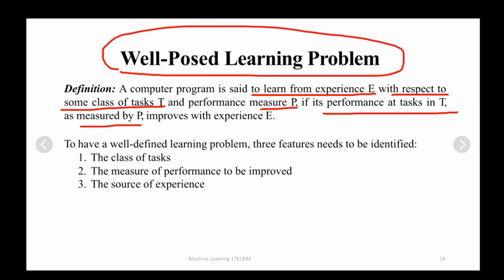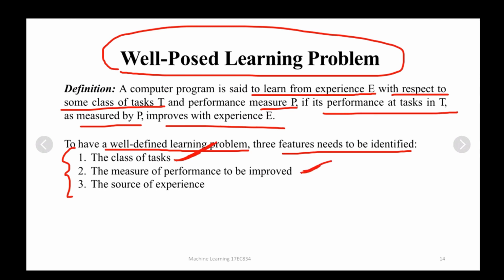In order to define a well-defined learning problem, three features need to be identified. Make a note of these features. One is the type of task or class of task where learning is required. You need to identify that. And when you identify that, you need to come out with a performance measure. What is the best performance metric for this task? And what is the experience that is going to be acquired with this task?